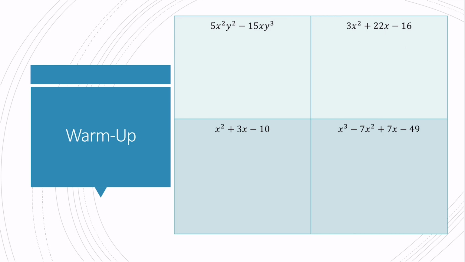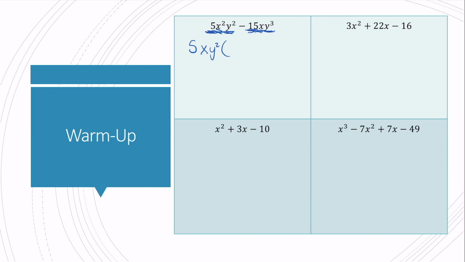For this first example, I've got 5x squared y squared minus 15xy cubed. I have two terms here, so I'm going to pull out the greatest common factor. It's going to have a 5 because 5 and 15 have a greatest common factor of 5. I've got an x squared and an x, so I'm going to pull out an x. We always pull out the lowest degree. I've got a y squared and y cubed, so that's going to be y squared.